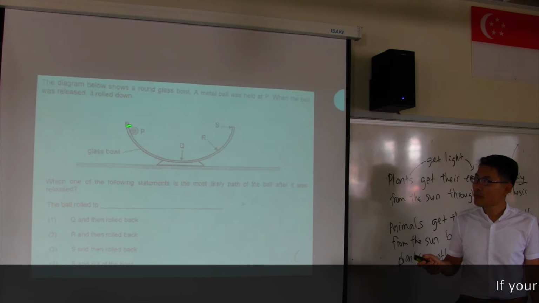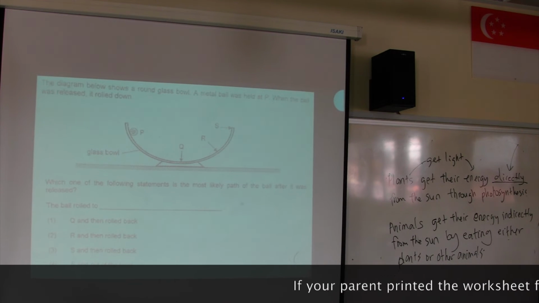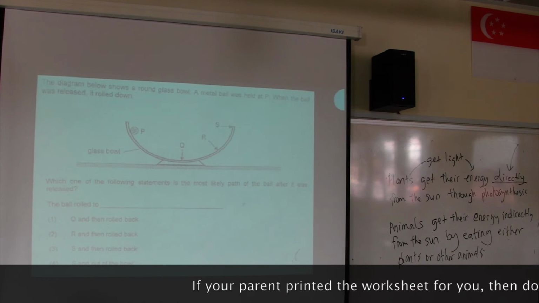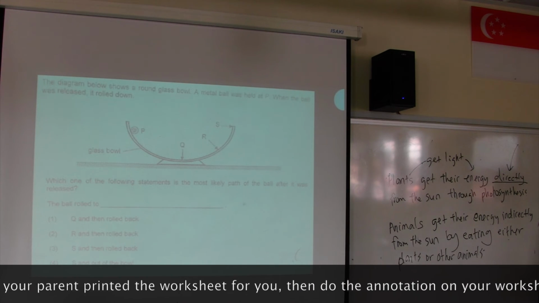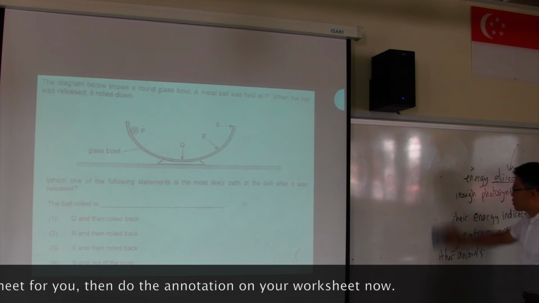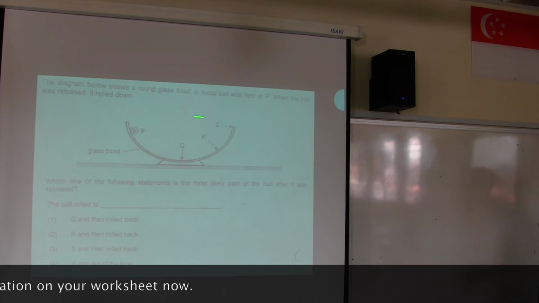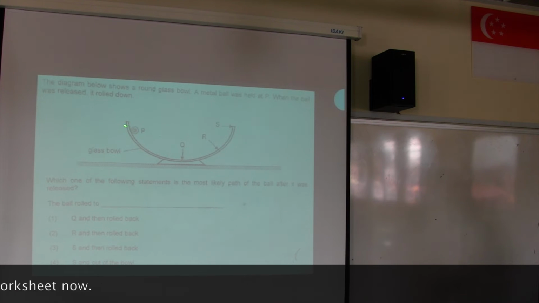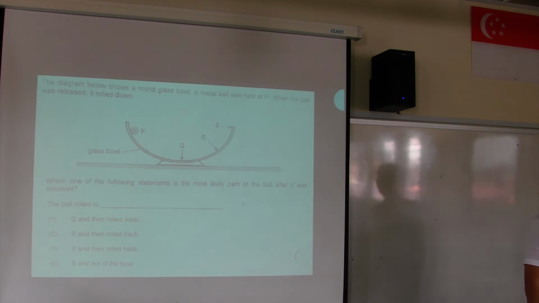What form of energy is at P before he released it? You can write in short form. You have to write in full. What is the form of energy at P before this person released his fingers? What form of energy does the metal ball have at P before it was released? I thank those who write big, who wrote it in huge letters so I can see. Don't write microscopic ones.